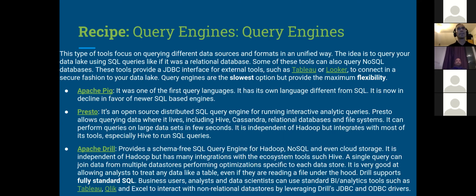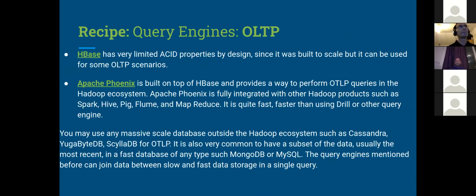Presto was created by Facebook. I use it many times. It's really useful to run interactive analytics queries, and it could join data from Hive, Cassandra, relational databases, and perform queries in really large data sets. So this is the simplest option. You just plug Presto on your data lake and you can query it.